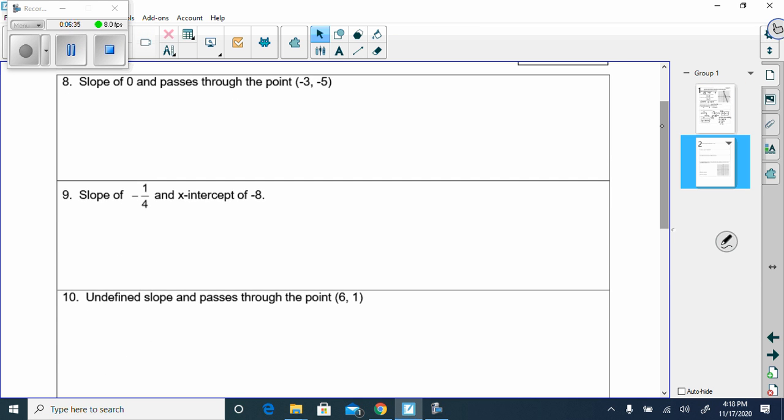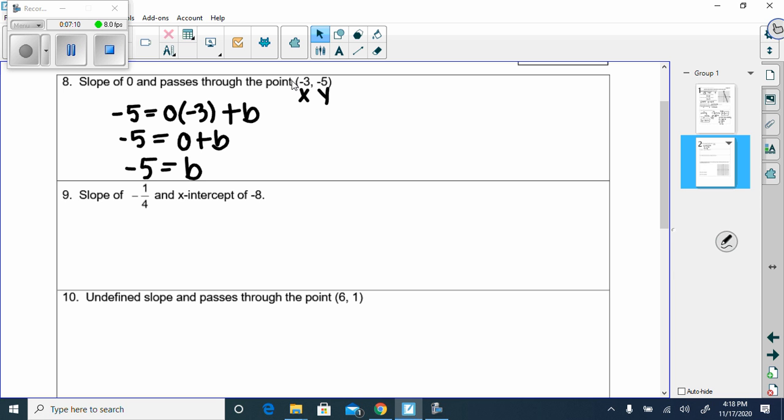Number 8, we have a slope of 0, and it passes through this coordinate point x, y. So I would then have to plug everything in. In place of y, negative 5. In place of m, 0. In place of x, negative 3, plus b. All right, so I have negative 5 equals 0 plus b, so really, negative 5 equals b.